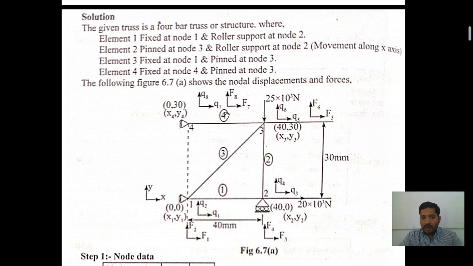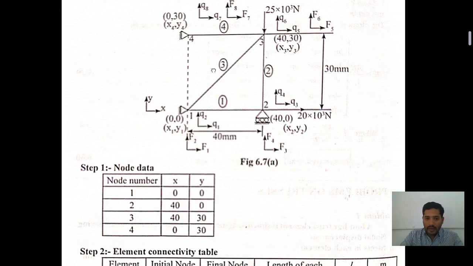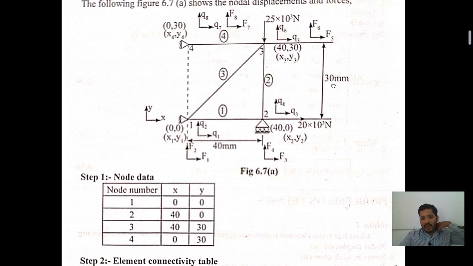Clear? Come to node 4. At node 4, the nodal displacements Q7 and Q8 are acting, as well as the nodal forces F7 and F8. Clear? Then observe here, the distance from the first node to the second node is how much? 40 mm we took here. And the distance between the second node and the third node, how much did we take here? 30 mm. Then let us see.